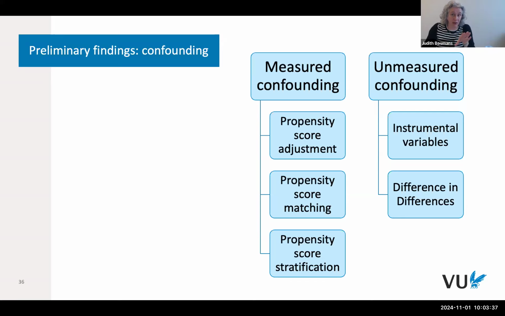Then you have different methods that you can use. You can adjust for the propensity score in a general linear regression model. You can match patients based on these propensity scores, or you can stratify based on propensity scores. For unmeasured confounding, the methods with the highest performance were instrumental variables and difference in differences. With instrumental variables, you have to have an instrument that influences the health outcomes.